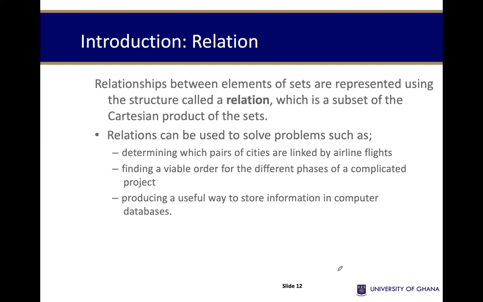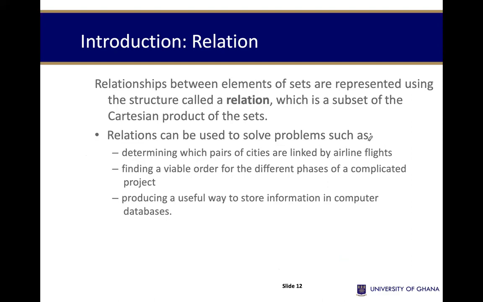Relationships between elements of two sets. We can always find whether there is any correlation or relationship between a pair of sets we are looking at. So we can use a relation to determine the pairs of cities that are linked by airline flights. That's one of the things we can think of in terms of application.